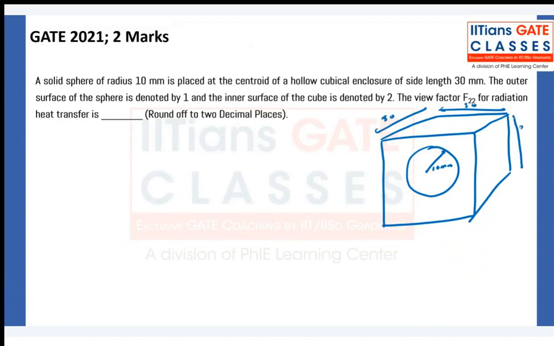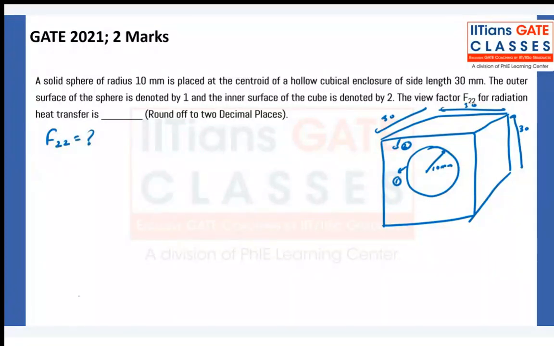The outer surface of the sphere is denoted by 1. This surface is denoted by 1. And the inner surface of the cube is denoted by 2. This is 2. The view factor F22, I need to find out. F22, I need to find out.